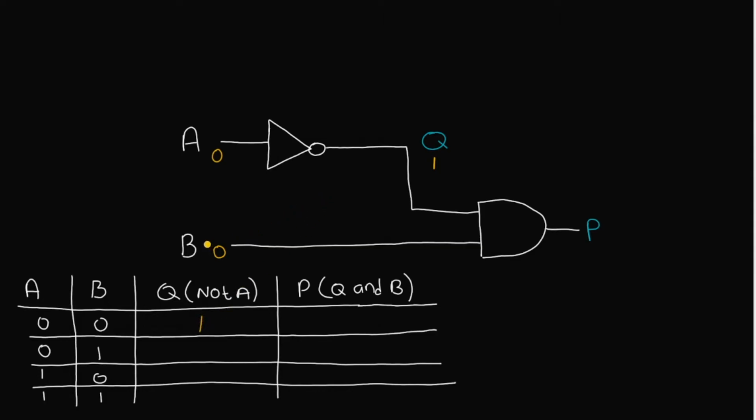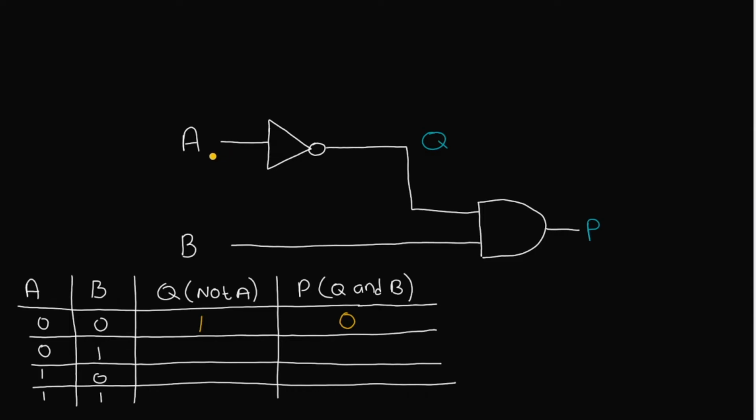And for B, B is also equal to 0, same as A. So when we put 1 and 0 into an AND gate, we get the result of P. If you remember, with an AND gate, both of the values have to be 1 for the result to be 1. Both of these values are not 1, so the result will be 0. That's just an explanation of how the first row was calculated.